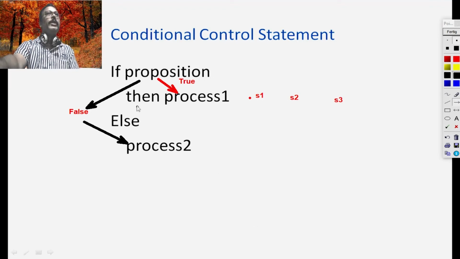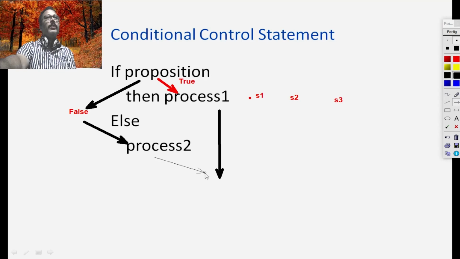Again, the point to be noted here is if this is true, process 1 will be executed. After executing process 1, process 2 will not be executed. Control goes outside. Similarly, if this proposition is false, process 2 is executed, and after that, control goes out. That means we will not be checking the condition again. So the condition is checked only once. That's why it is a conditional control statement, not a loop.